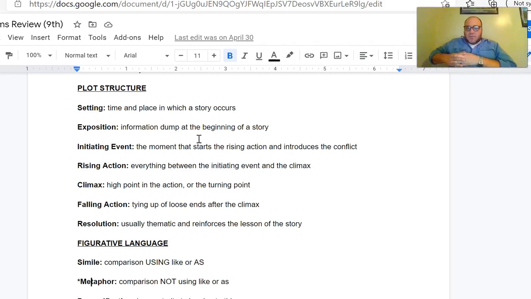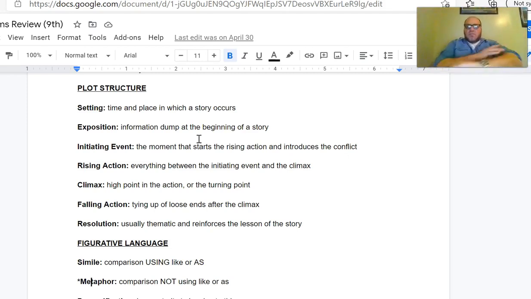Falling action is tying up of loose ends after the climax. So for Odysseus, that's obviously meeting his wife and having the reunion with her and then seeing his dad and all that kind of stuff. And then how do we deal with the blood feud question? All of that stuff comes across at the end of the story.